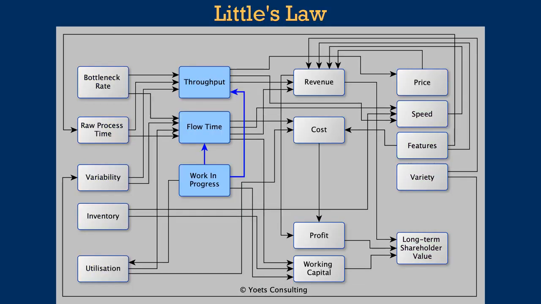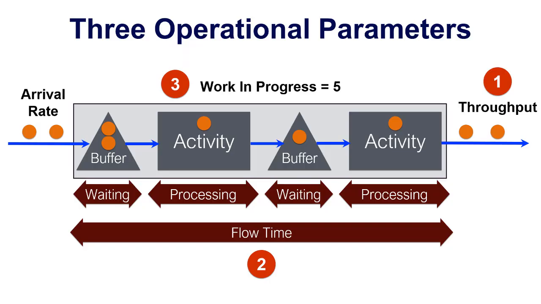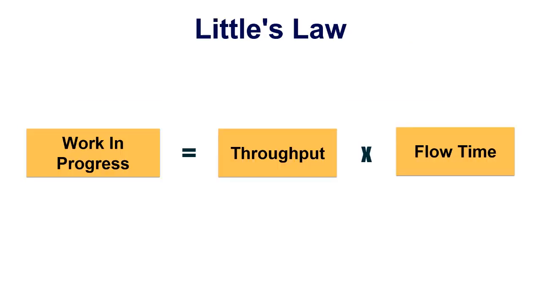For example, Little's law is a good relationship between a few of these variables. Every operation has throughput, flow time, and work in progress, and they can be related like this by Little's law.